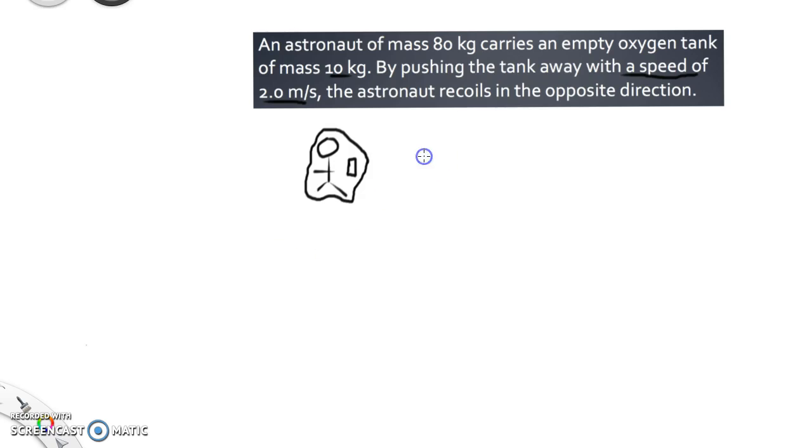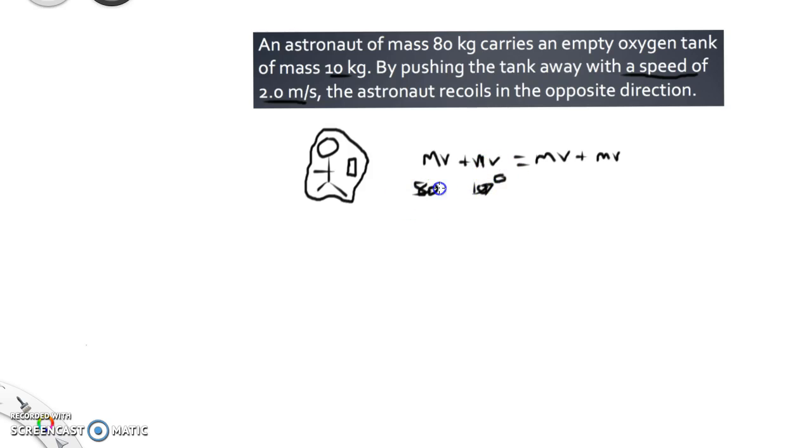Okay, so what we would have to do here is find, well, what's the momentum before for each object? And then we're going to compare it because it has to be equal to the momentum after for each object. Okay, so in this circumstance, both the astronaut with a mass of 80 and the oxygen tank with a mass of 10 have a velocity of 0.